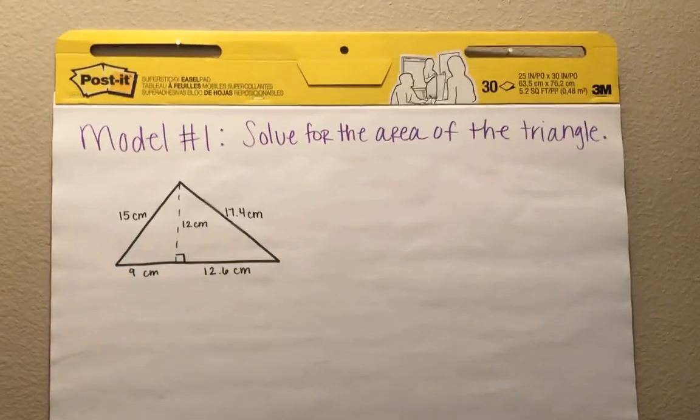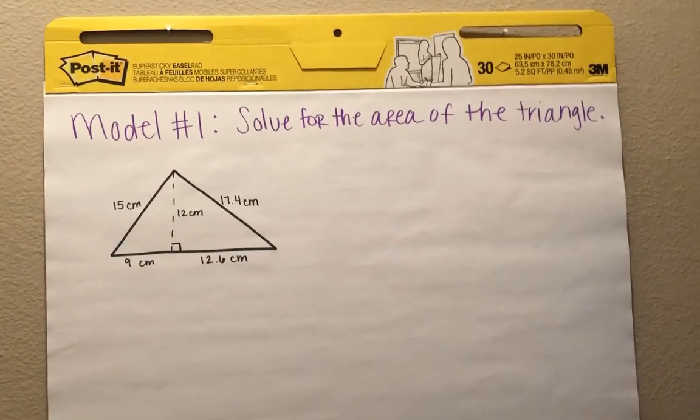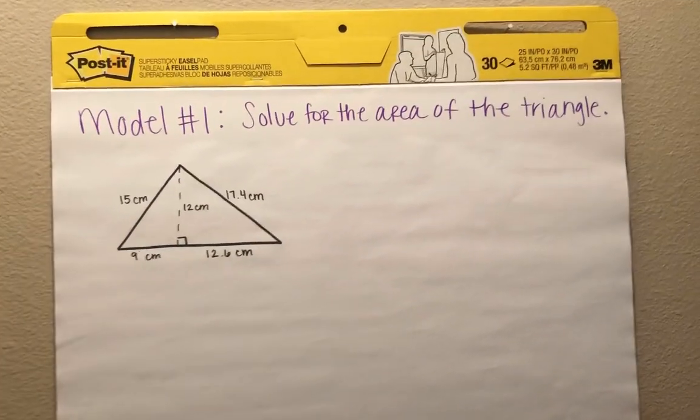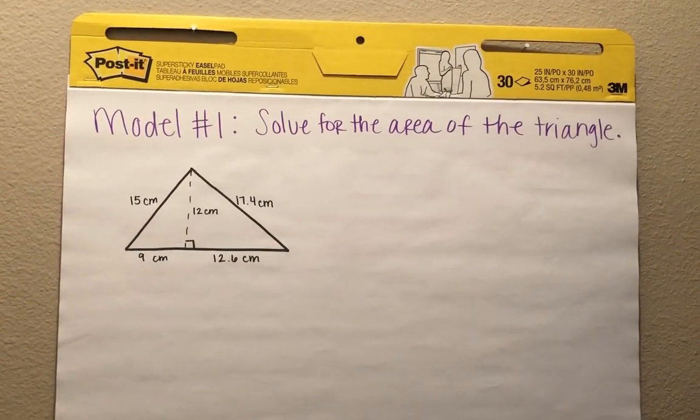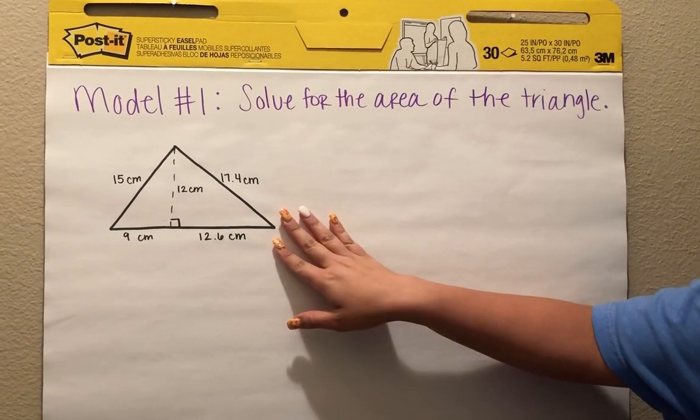By the end of today, you will be able to use the formula for the area of a triangle to determine the area of an acute triangle. Last week we worked on how to solve for the area of a right triangle, and today we're going to apply that knowledge to find the area of acute triangles. So let's look at model number 1.